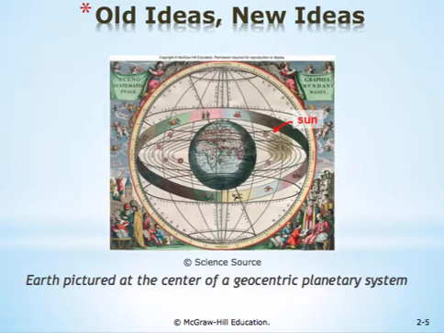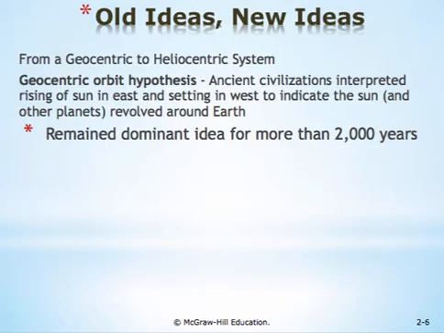A long time ago, people believed that we had a geocentric system. They believed everything revolved around the Earth. And there was a switch from this geocentric, or Earth at the center of the universe, to a heliocentric system. Geocentric orbit hypothesis.